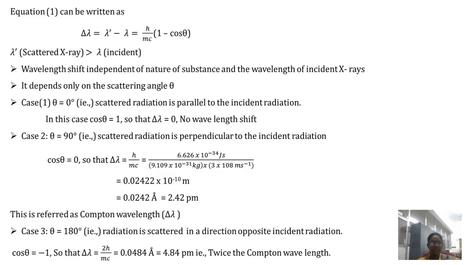In case 3, theta is equal to 180 degree, that is the radiation is scattered in a direction opposite to the incident radiation. If we substitute this value, cos 180 will be minus 1, so that delta lambda will be equal to 2h by mc, that will be equal to 0.0484 Angstrom, that is 4.84 picometer, which is twice the Compton wavelength, as we predicted already. Thank you.